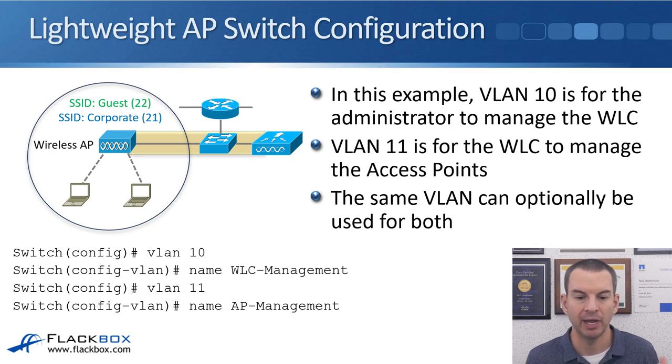In this example, I used two different VLANs. I used one for when you, the administrator, are managing the wireless LAN controller, and a different VLAN for traffic between the wireless LAN controller and the APs. They would both have their own separate IP subnets as well. So you can separate them out into two different VLANs and IP subnets, or you could just use one VLAN for both. I could have just configured VLAN 10, name management, and used that one VLAN and one IP subnet, both for managing the wireless LAN controller as the administrator, and also for traffic between the wireless LAN controller and the APs. It's optional. You can do it either way.